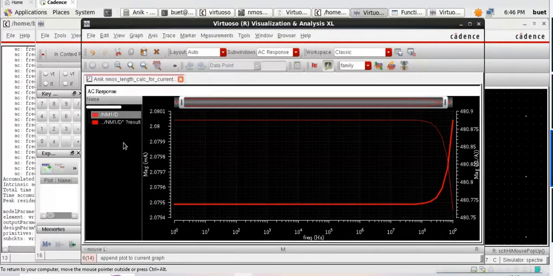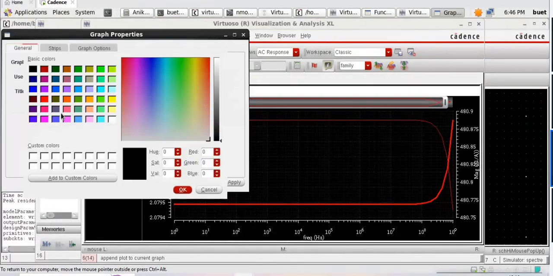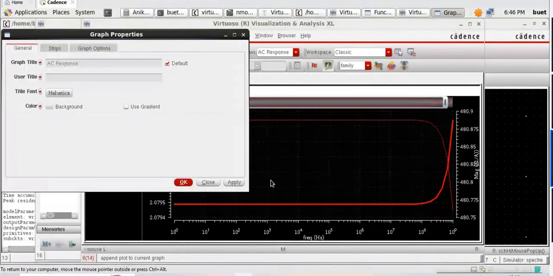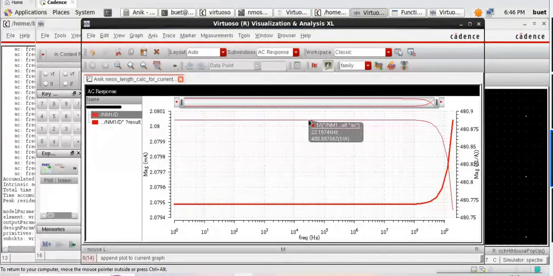So let me just change the background of the graph so that you have a clear picture. If you observe, the resistance that can be seen is 480.88 1 by A. What is 1 by A? In the unit you can see 480.888, and in the bracket you can see 1 by A. A is the unit of the current, that is ampere, and 1 is the magnitude of the voltage that you have taken, it is V. So that is the reason why I took 1, for ease of calculation.